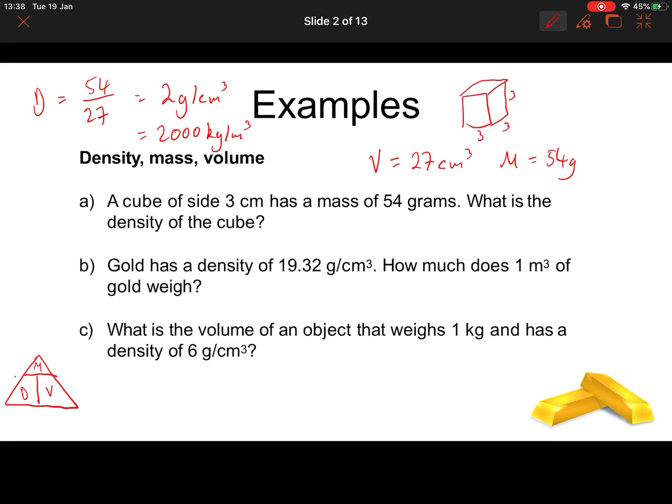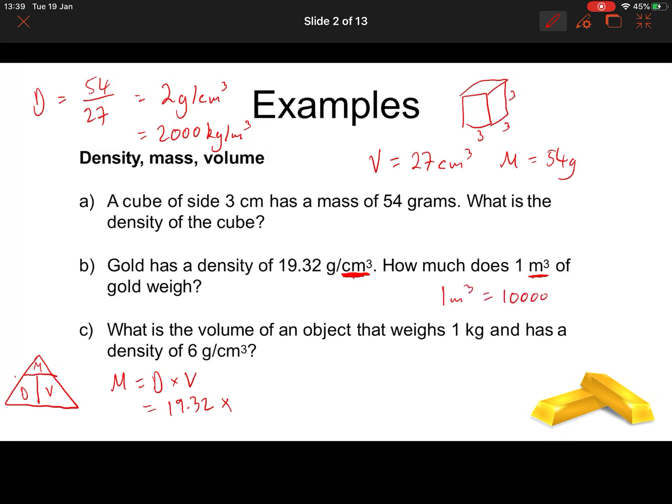So we want to know how much does 1 metre cubed of gold weigh. So we want mass. Well, mass is equal to density times volume. So we're going to do 19.32 times 1 metre cubed. Well, we can't do that because you're mixing up units. This is 1 metre cubed and this is grams per centimetre cubed. So we have to actually change this 1 metre cubed into centimetres cubed.